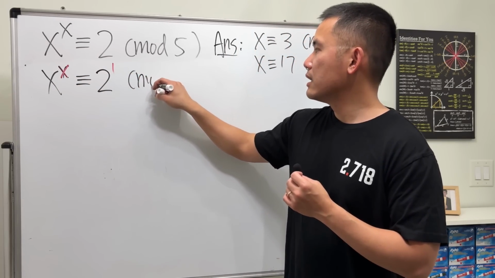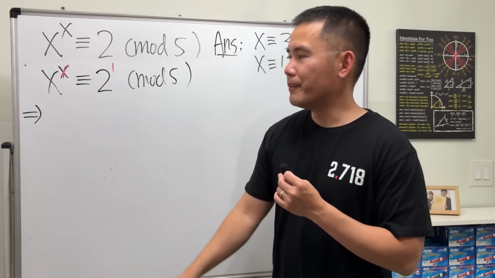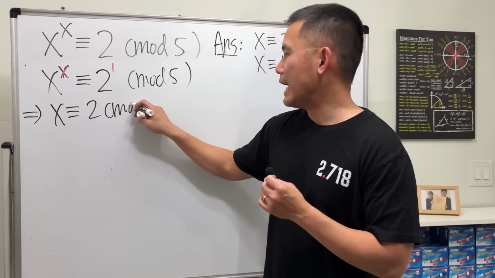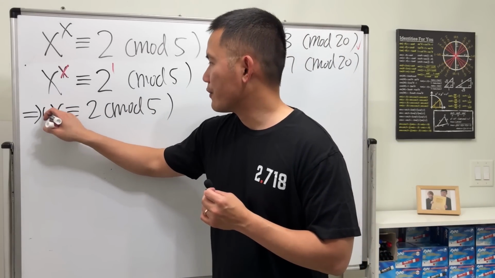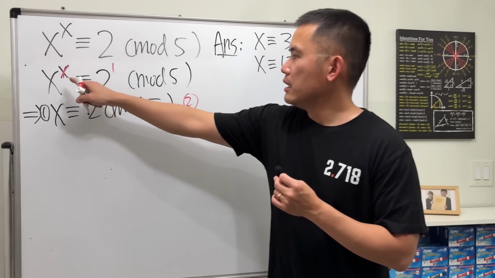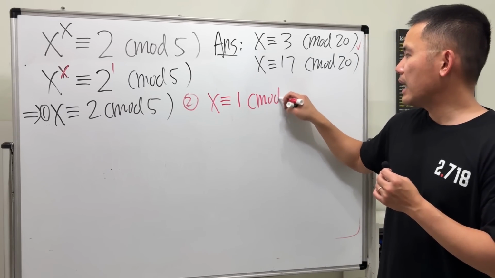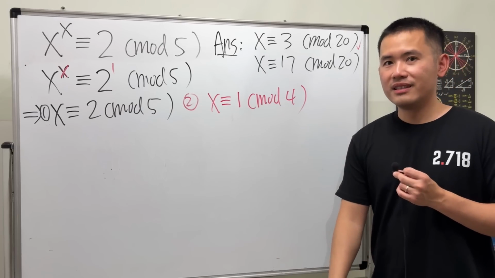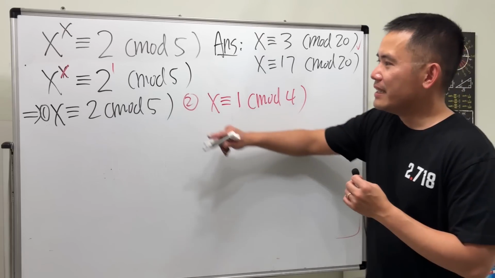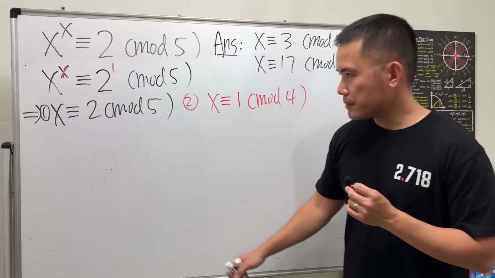And then mod 5. Now, right here, I'm just going to do what we did earlier. I will say x should be congruent to 2 mod 5, and this is our first condition. And the second condition is that if you look at the exponent, x should be congruent to 1 mod 4. And for this one, I'm going to do it more rigorously. And for this, we can get a second set of solutions.